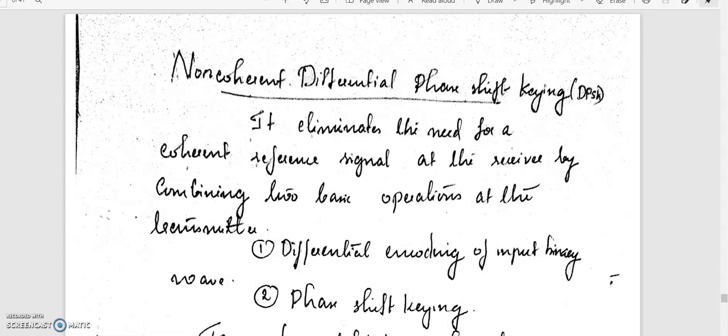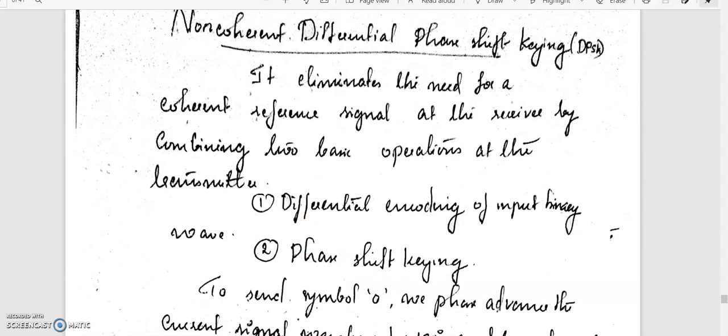Non-coherent differential phase shift keying. So we have already seen non-coherent DPSK. Now, differential phase shift keying: as the name implies, there is a differential encoding of the binary input as well as phase shift keying. That is differential phase shift keying.